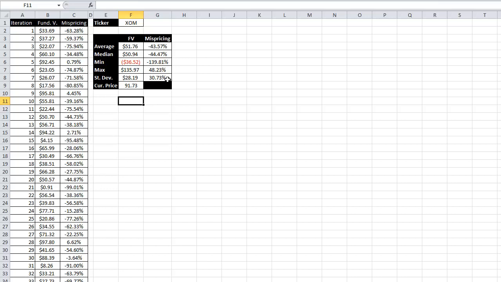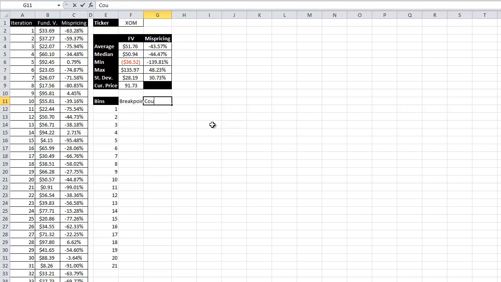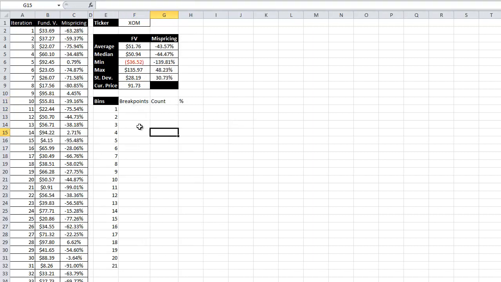What I would like to do, though, is to actually draw a histogram to give me a little bit more information. So what I'm going to do is this, I'm going to create 21 bins. So we make 21 bins, and what you have to do is you have to make breakpoints in your bins. And then what we have to do is count how many of our observations are in each bin, and then we'll get the percentage of our observations that are in each bin. So the hardest thing is we have to come up with breakpoints.